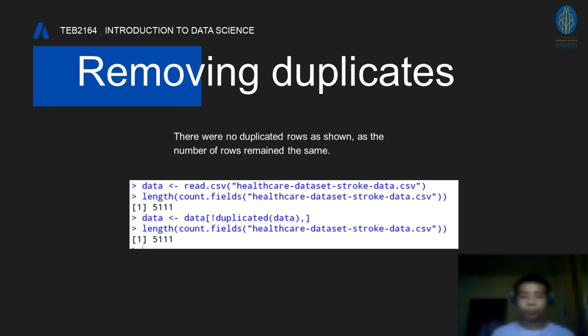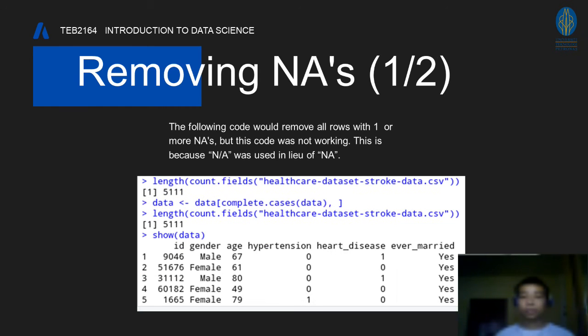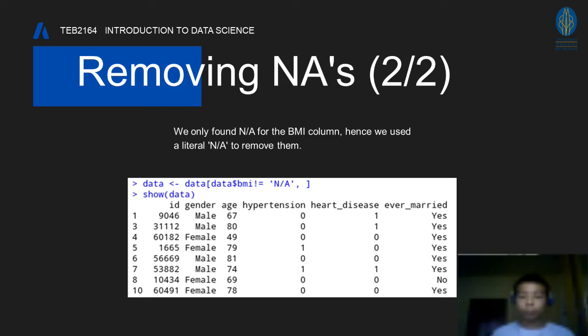First of all, this is a piece of code that removes duplicate rows, but as you can see, even after running the code, we ended up with the same number of rows, which means there were no duplicates for us. Now this is the code that is supposed to remove rows that have one or more columns with NAs, but it didn't work for us because the NA values were literally "N/A" as opposed to NA, so we couldn't use na.omit or complete.cases. Now this one is a piece of code that removes rows that have NA for the BMI column, and as you can see, for example, the second row and the ninth row have been eliminated.